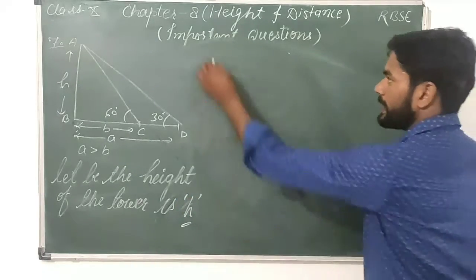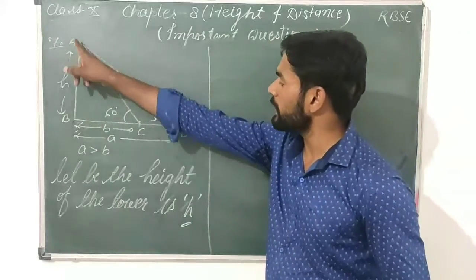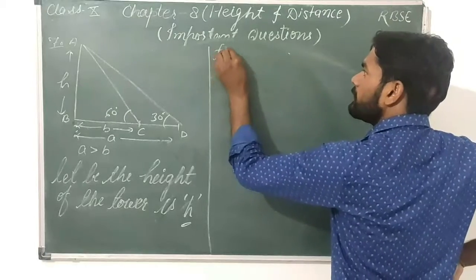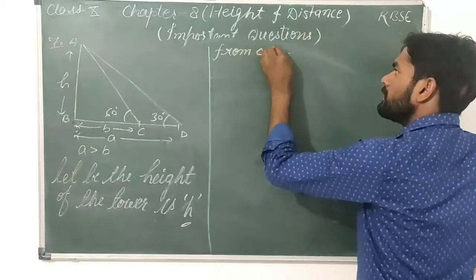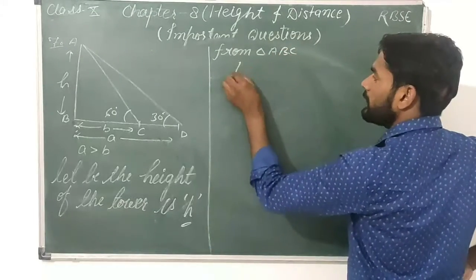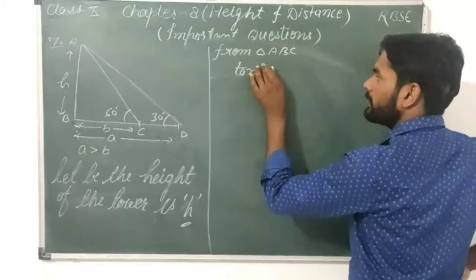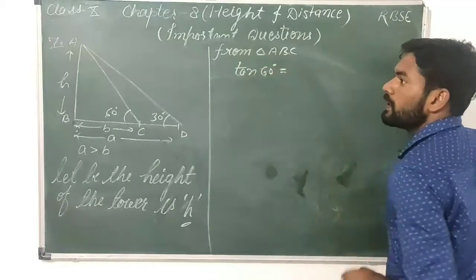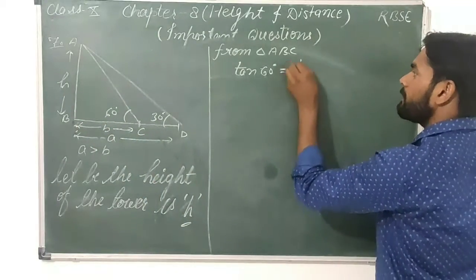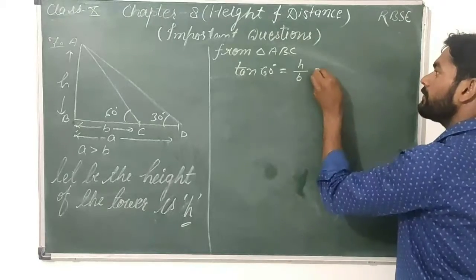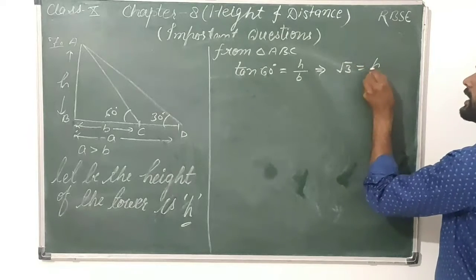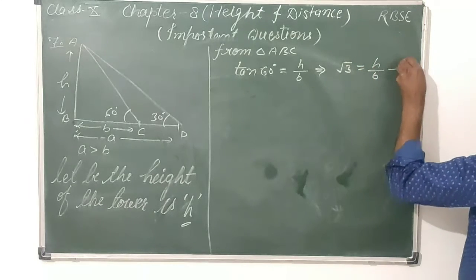Clear? Now select one by one both of the triangles. First of all, I am selecting triangle ABC. From triangle ABC, directly I am mentioning the values. Tan theta, 60 degree, is equal to perpendicular upon base, h upon b. And from this stage we can say that tan 60 is equal to root 3 is equal to h upon b. It is equation number first.